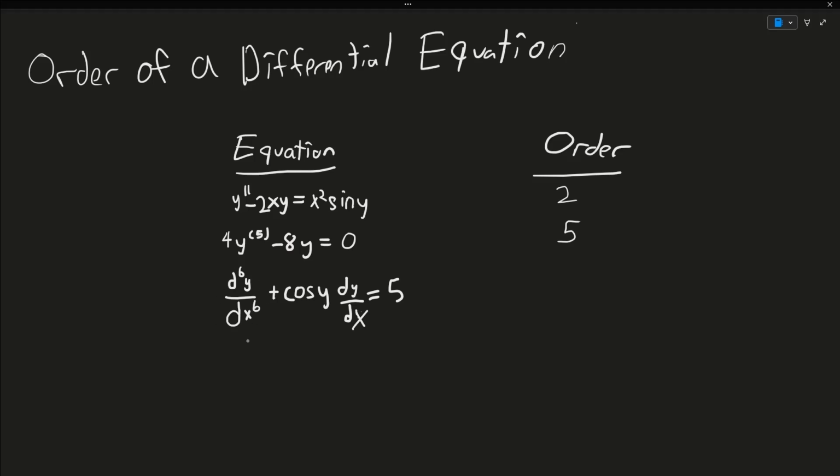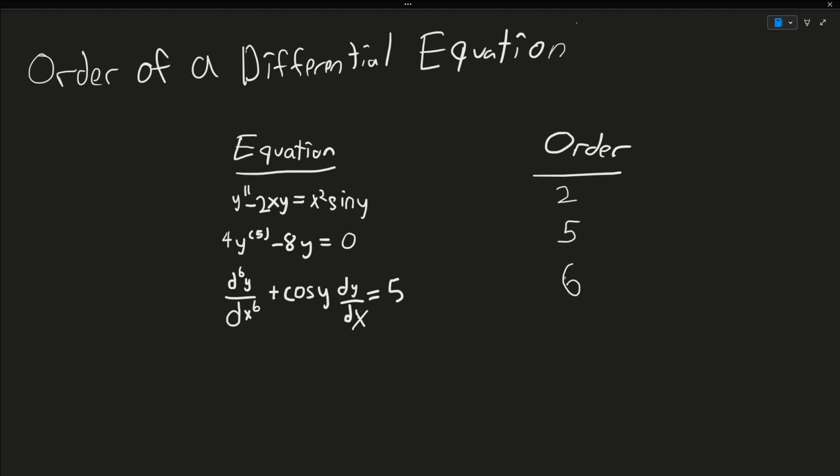And this is called the Leibniz notation. If you have taken calculus 1, 2 or 3, you should be familiar with this notation. This stands for dy dx, which stands for y prime, and these exponents on d and x are giving us which derivative we're talking about for this function y. So we have the sixth derivative of y over here plus cosine of y times y prime equals 5. We have the sixth derivative, which means the highest order in this differential equation will be 6.